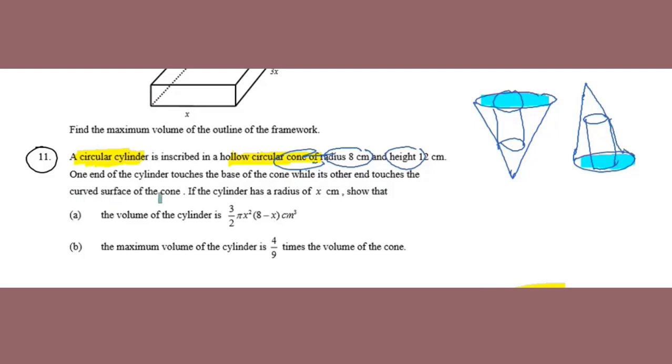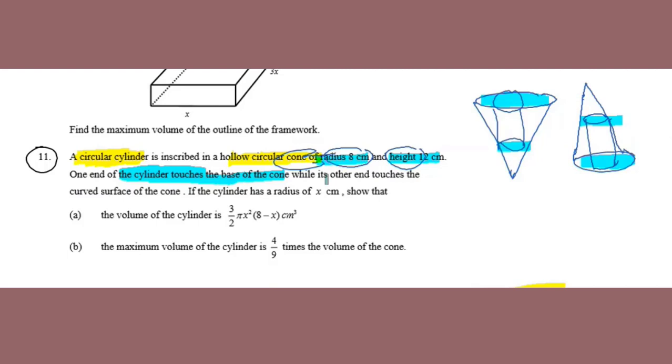How? Wait, how? You must understand this. A cylinder is inscribed in a hollow cone of radius 8 and height 12. One end of the cylinder touches the base of the cone, while the other end touches the curve of the cone. Where is the curve? Okay, this is the paper, the curve, right?